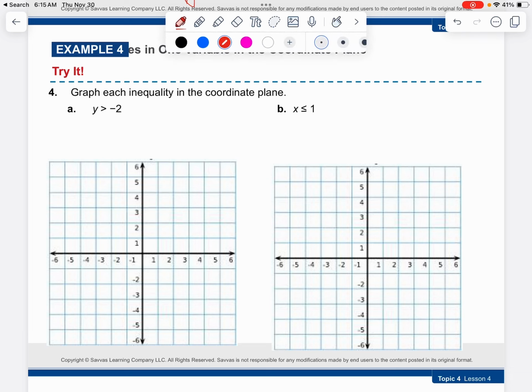So we have y is greater than -2. So that is going to be a dashed line going through our y of -2. And because our inequality is telling us that y is greater, we shade all our greater than values, which are above the line.